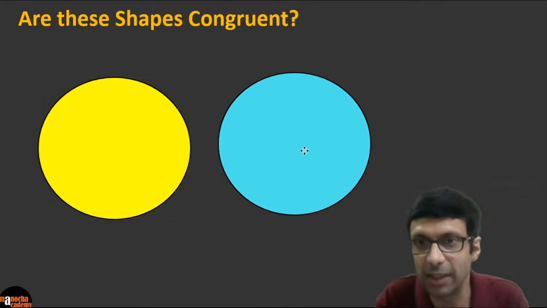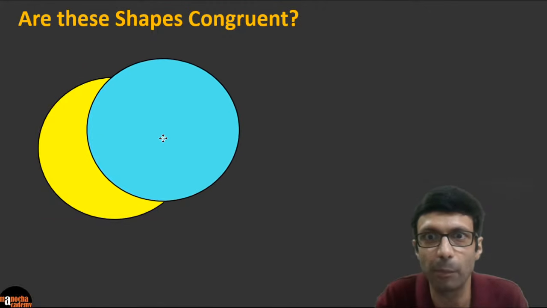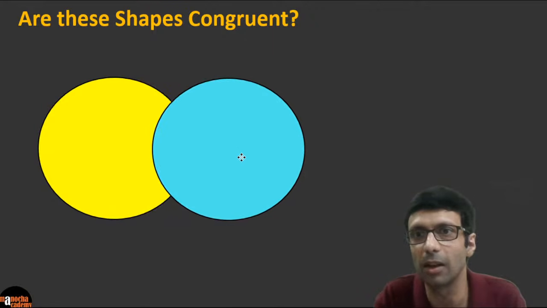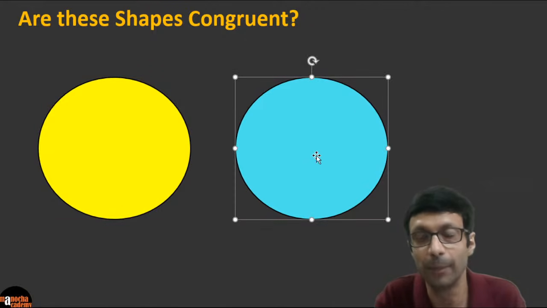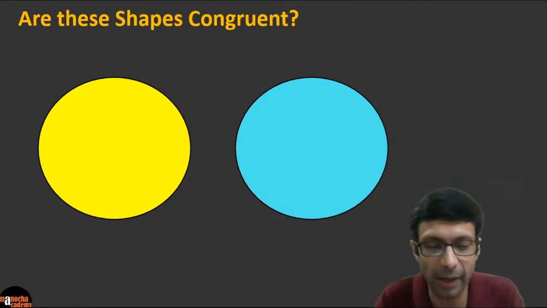So therefore, these are clearly congruent. Did you guys see that? If I pick up this circle and put it on this, it is completely overlapping it. So yes, these shapes are the same shape, circle, and same size. Okay. Normally, obviously, in your test, you won't be picking it up or trying it like this.